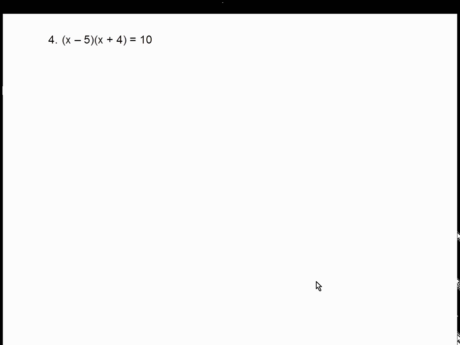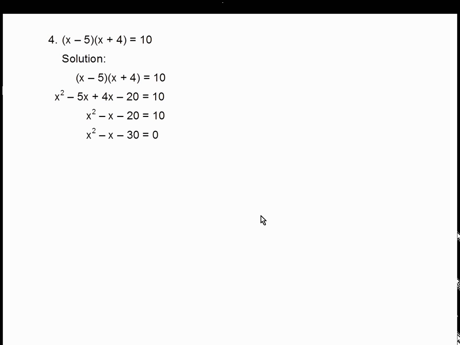Number 4, I have x minus 5 times x plus 4 equals 10. Okay, unlike the first example we started with, even though I have a factor, it's not set equal to 0. That means I do have to FOIL out the left-hand side, set it equal to 0, and then try to refactor it. So let's do FOIL on the left-hand side. So I've got x squared minus 5x plus 4x minus 20 equals 10. Okay, combine the outer and the inner. That'll give me x squared minus x minus 20 is equal to 10. Subtract the 10. Remember, I want it set equal to 0. x squared minus x minus 30 is equal to 0.